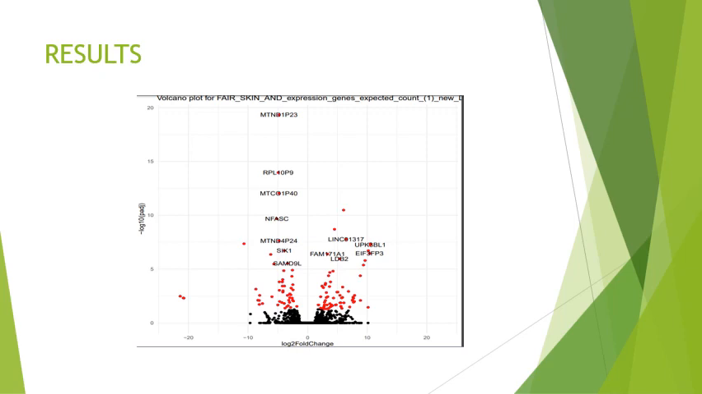So we have a variety of genes. The red ones are more differentially expressed than the black ones, and the point that we see on the x-axis, if it's on the left or on the negative side of the x-axis, it would be a down regulated gene, and on the positive side or the right side of the x-axis they would be upregulated genes.